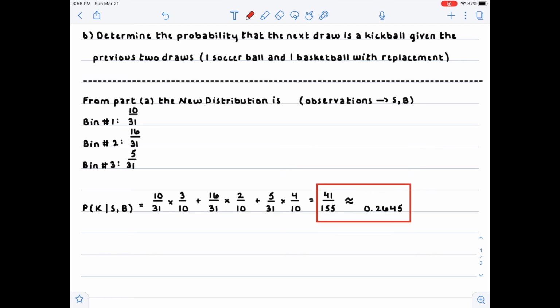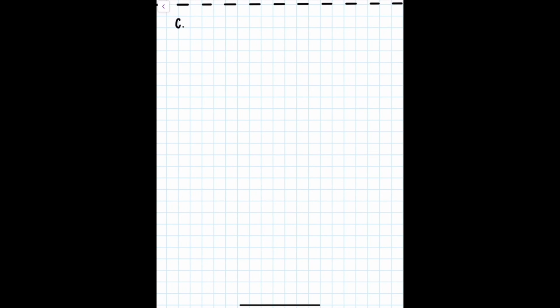Hello everyone, Jalen here. I'll be covering the final part of the lesson, which involves utilizing the probability distribution that we've just created in order to find the expected value and variance of kickballs drawn.